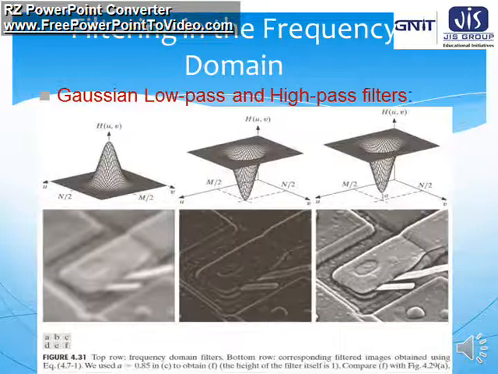So here we can see some output of the Gaussian low pass and high pass filters on the corresponding defective IC picture.